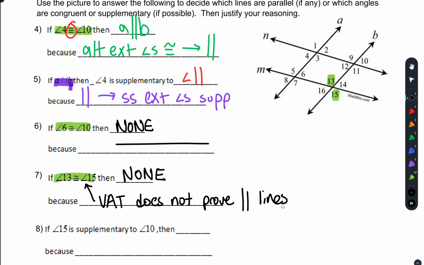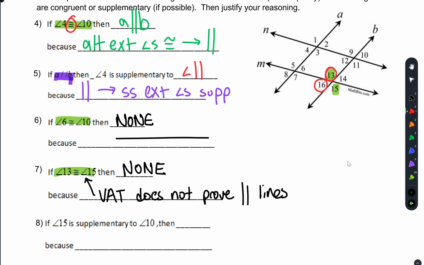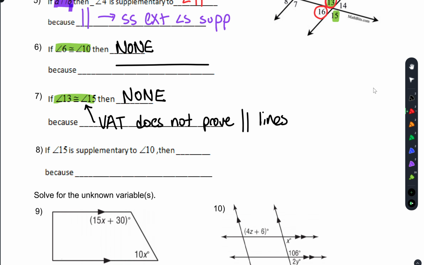Something else you might see, vertical angles, very common. Something else you might see would be like these 2 angles, 13 and 16, being supplementary. We know that visually because they form a straight line, but linear pairs, straight angles, do not prove lines parallel. So while things might be true, we're not saying whether they're true or not. We're saying whether they imply parallel lines.